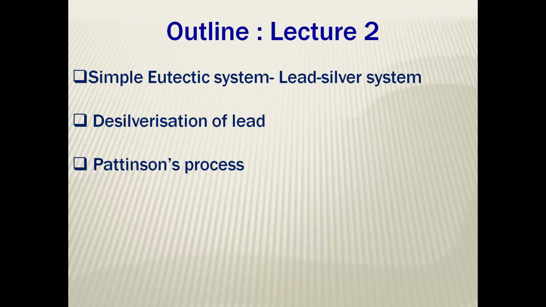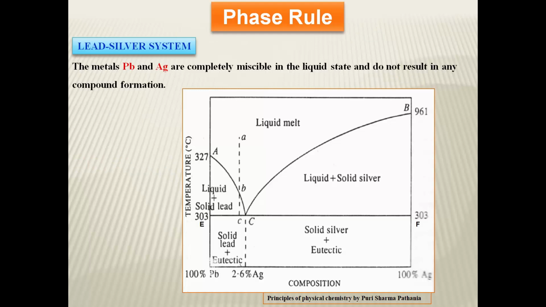The sequential outline of this lecture is the lead silver system as an example of a simple eutectic system, and how the phase diagram of the lead silver system can be applied for the desilverization of lead in the Pattinson's process. So this is the phase diagram of the lead silver system.